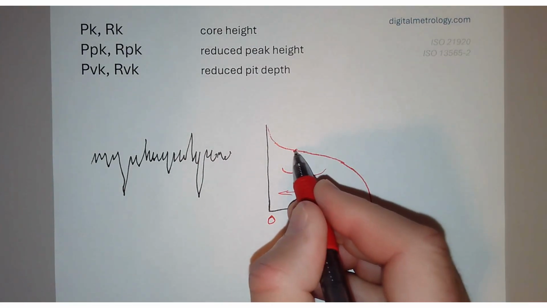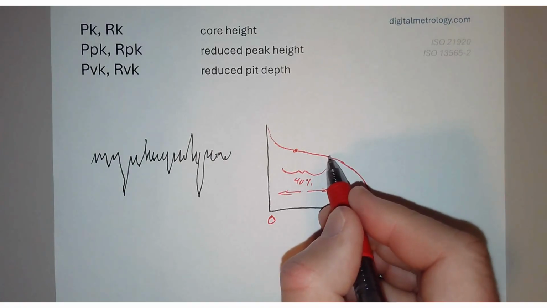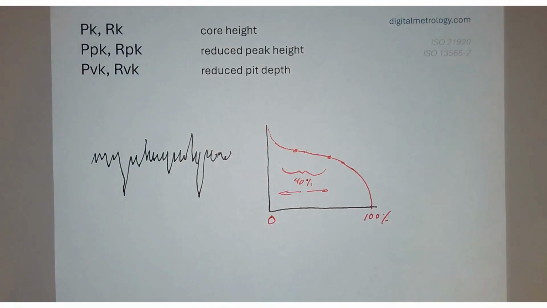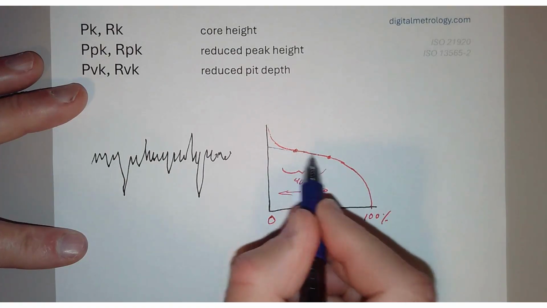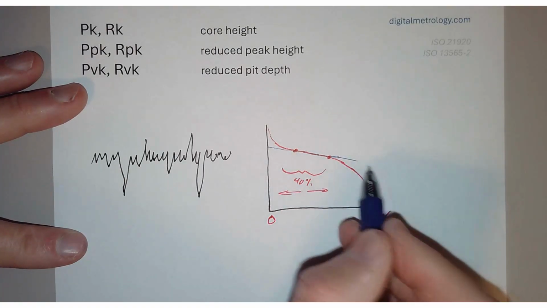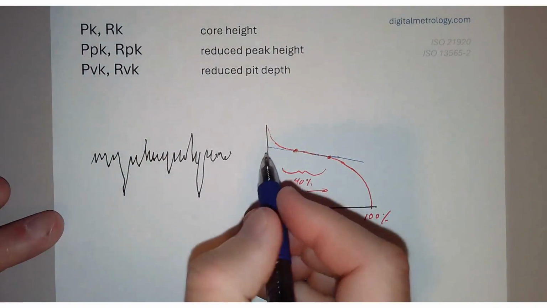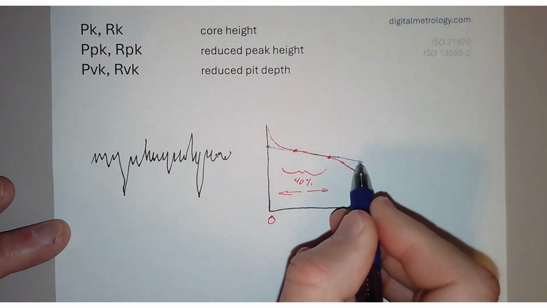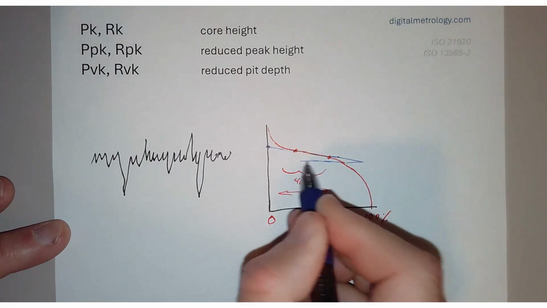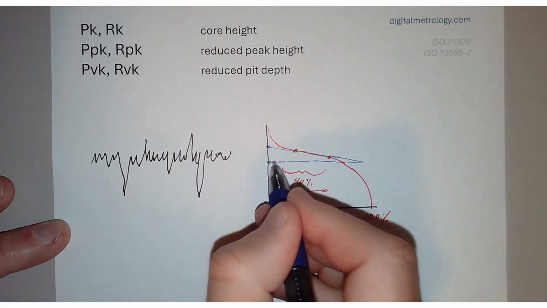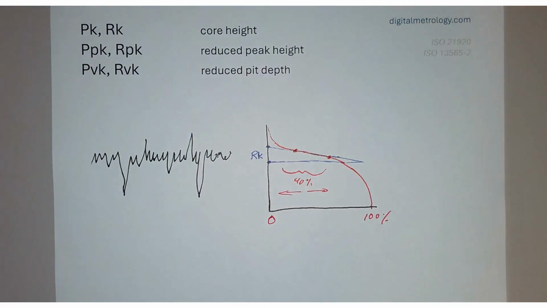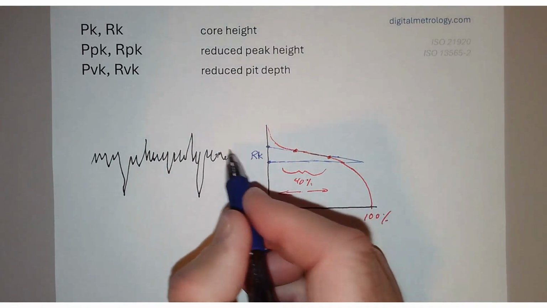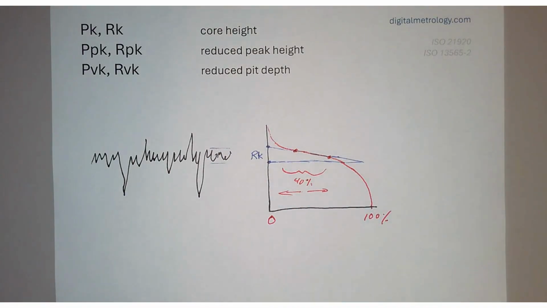In the case of this surface, maybe we'll find that around here. So that might be the most horizontal part of this curve. And when we have that, we're going to draw a line through that region from 0% all the way out to the 100% point. The end points of this line establish the RK value. So RK is a height. It's the height of the core, or kernel in some writing, for this surface. It's this height over here that is RK.